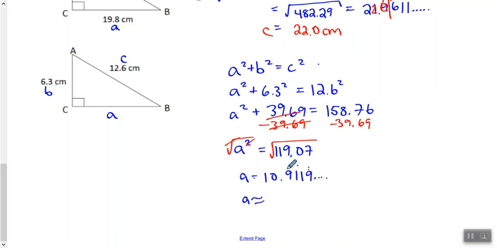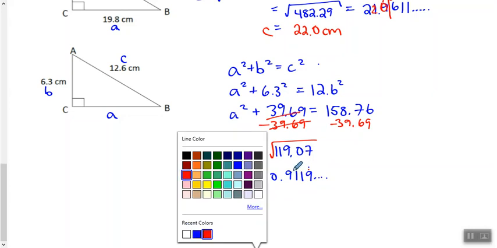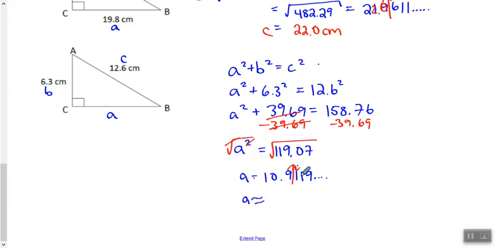or to 1 decimal place. Cutting off after the 9, take a peek over, and I will not be rounding this 9 up, so it will just be 10.9 centimeters.